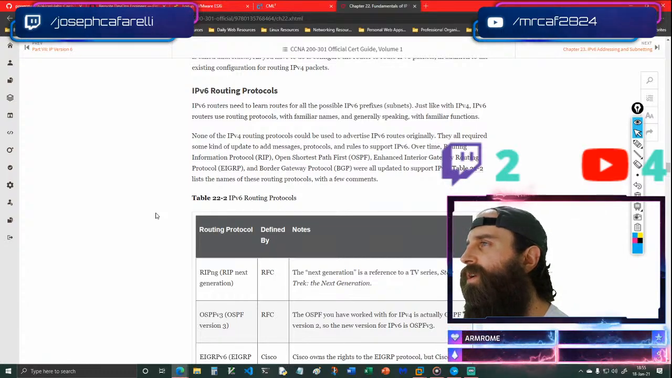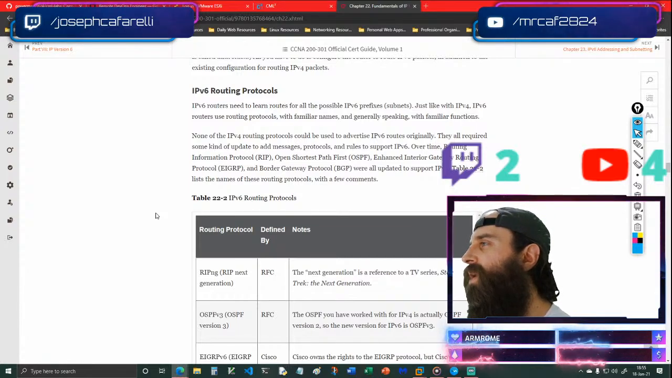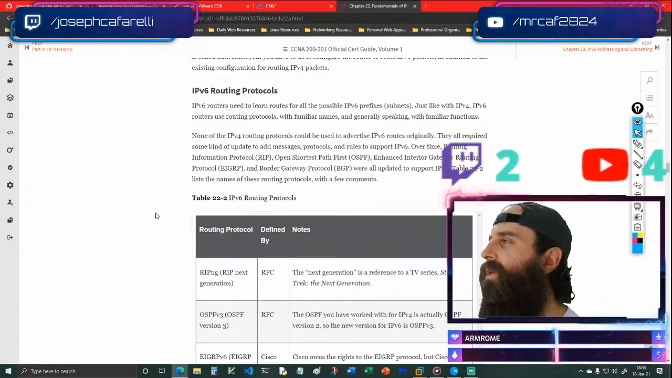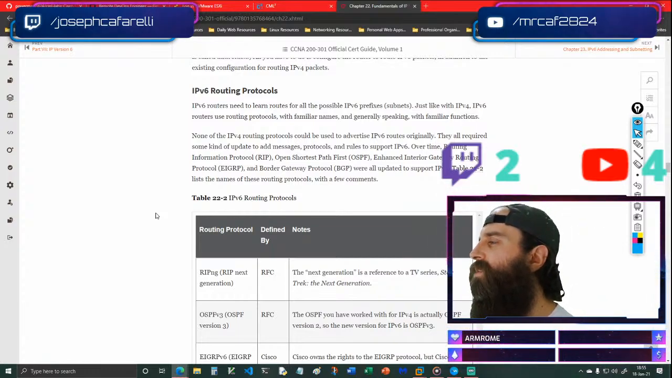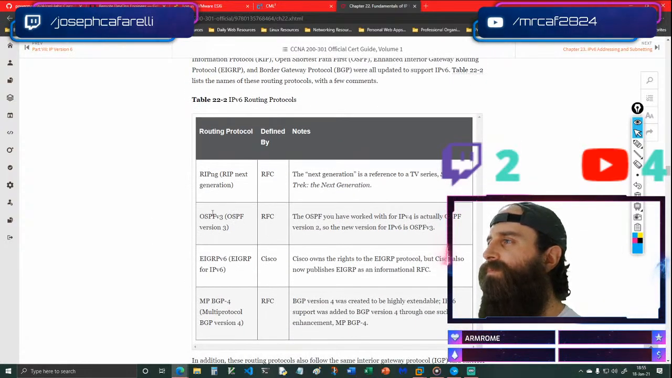Over time, Routing Information Protocol, RIP, Open Shortest Path First, OSPF, Enhanced Interior Gateway Routing Protocol, EIGRP, and Border Gateway Protocol, BGP, were all updated to support IPv version 6. This is the list of the names of general routing protocols, with some few.